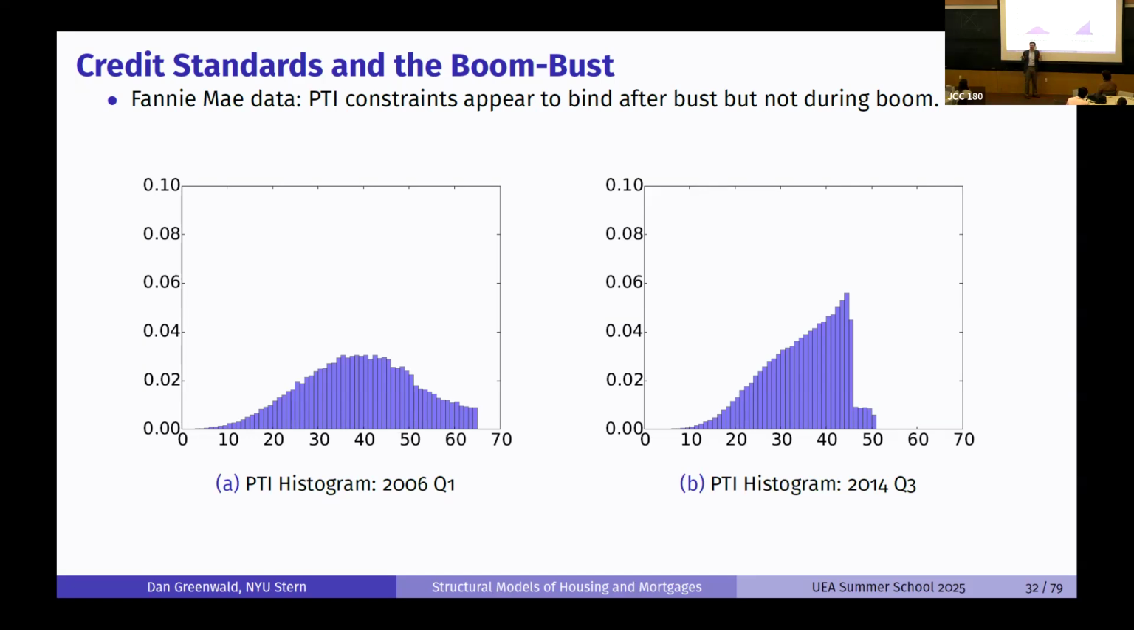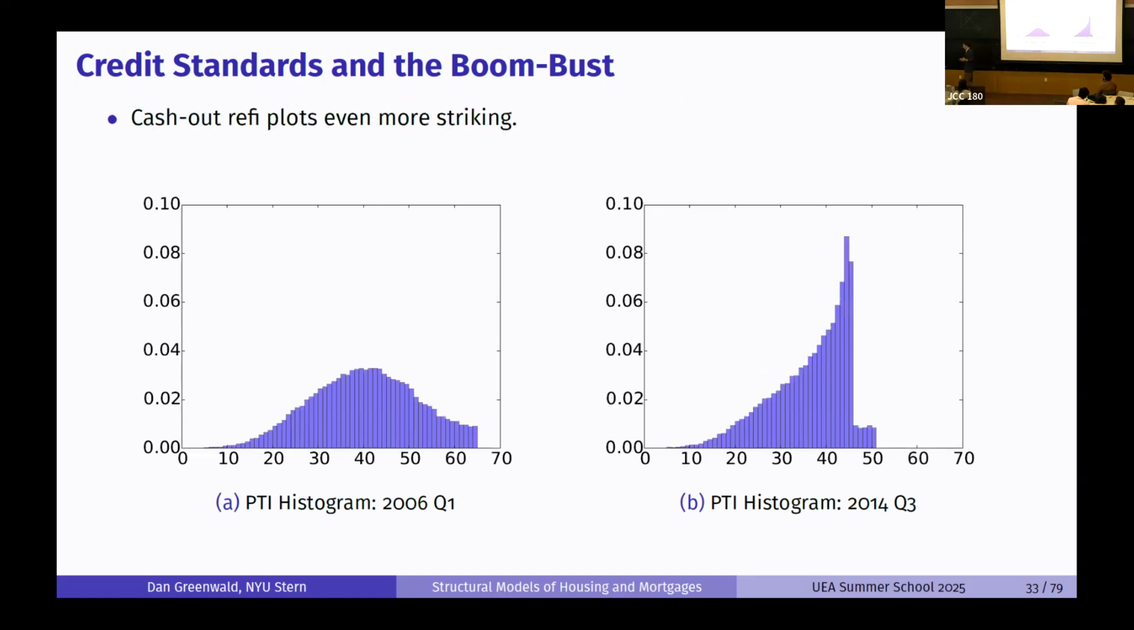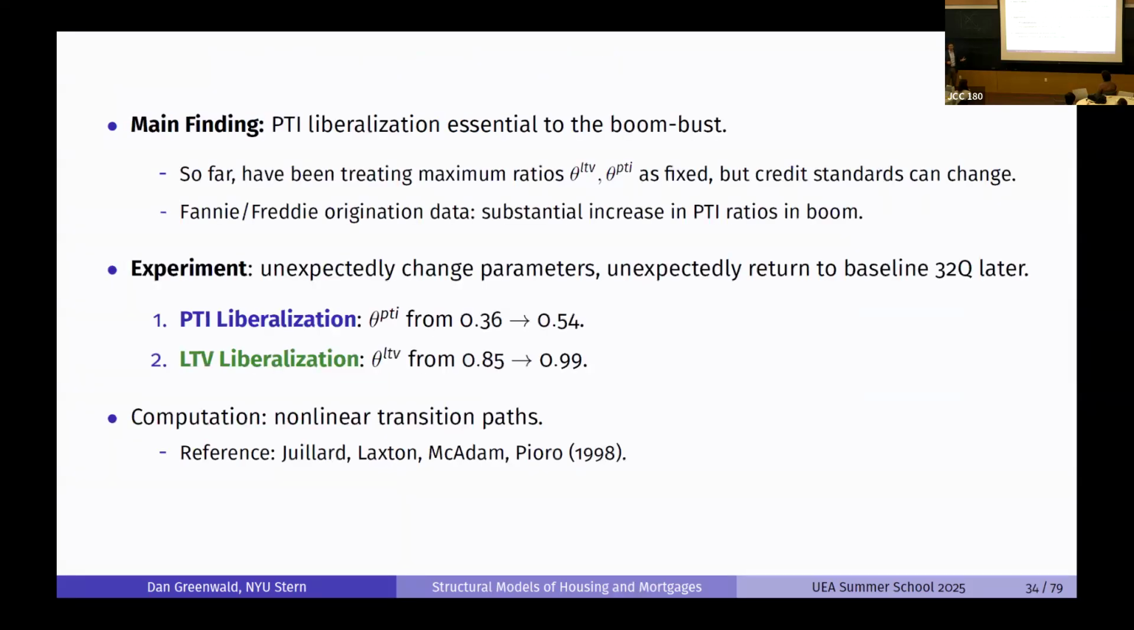65%, by the way, of your pre-tax income being promised toward your recurring debt payments, at which point they top code the data. It could keep going, actually, I don't know. So this is really crazy. You see that this was a huge change, right? If you look at the cash out refi plots where we saw even more bunching at the end, there's nothing during the peak of the boom. So this limit really seems like it was thrown out the window, okay?